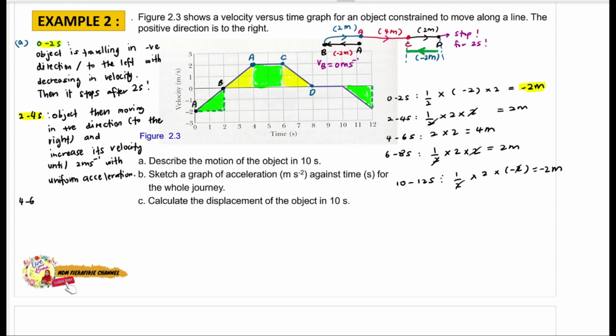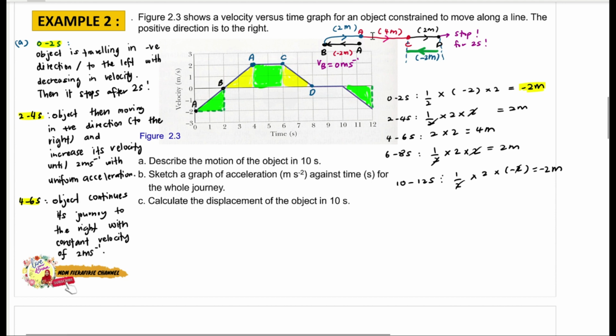Okay, and then we look at 4 to 6 seconds. What happened from 4 to 6 seconds? The object is still moving. Its velocity value is still positive. We can say the object continues its journey, still moving to the right with constant velocity. This time it moves with constant velocity. What is its velocity value? A velocity of 2 meters per second. We can state it if we want to. I discussed this in detail so that you understand, about the whole journey.